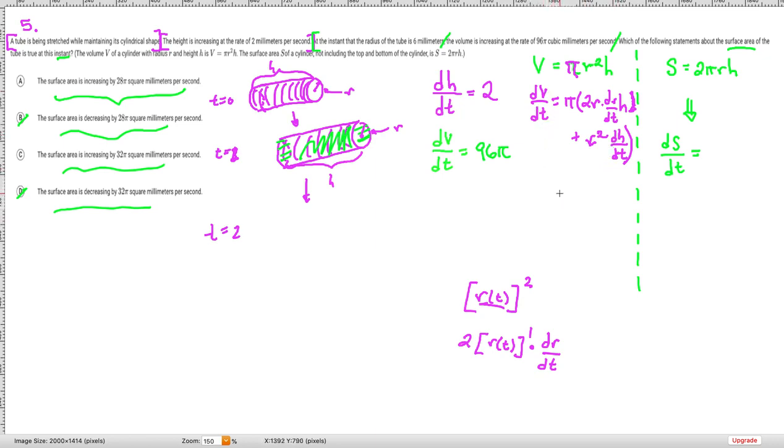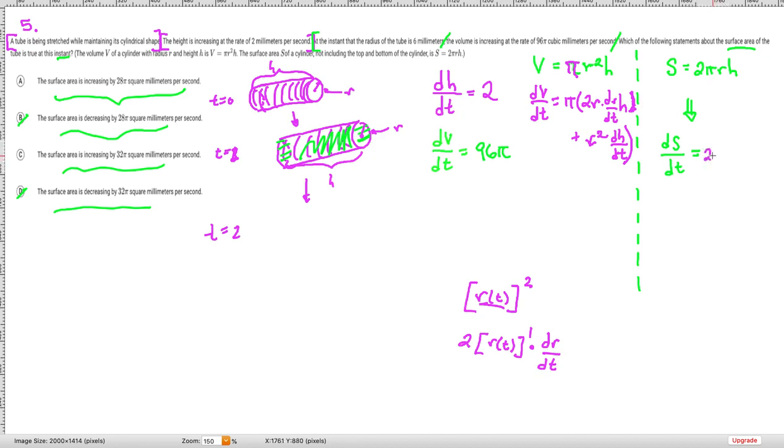Now, they give me that dV/dt at a certain instant is 96 pi. So I have a value over here. But before I even start using this value, okay, so I have dV/dt. I don't know what I need to use it for. Well, let's see. I have dV/dt. I'm not sure yet. Let's see. Now let's differentiate this one.